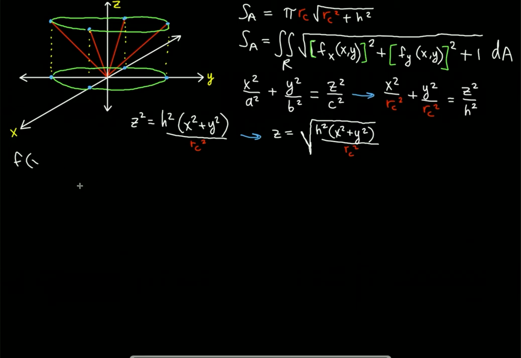Right? So what I want to do, I'm going to write the z so that you understand that it's going to be the multivariable function of x and y. Okay, and that will be equal to this. Okay, so I'm going to write it down: the square root of h squared times x squared plus y squared over rc squared. So now that we have that, we need to find the partial derivatives in order to use the surface area formula for the integrand of the double integral that we're going to use.